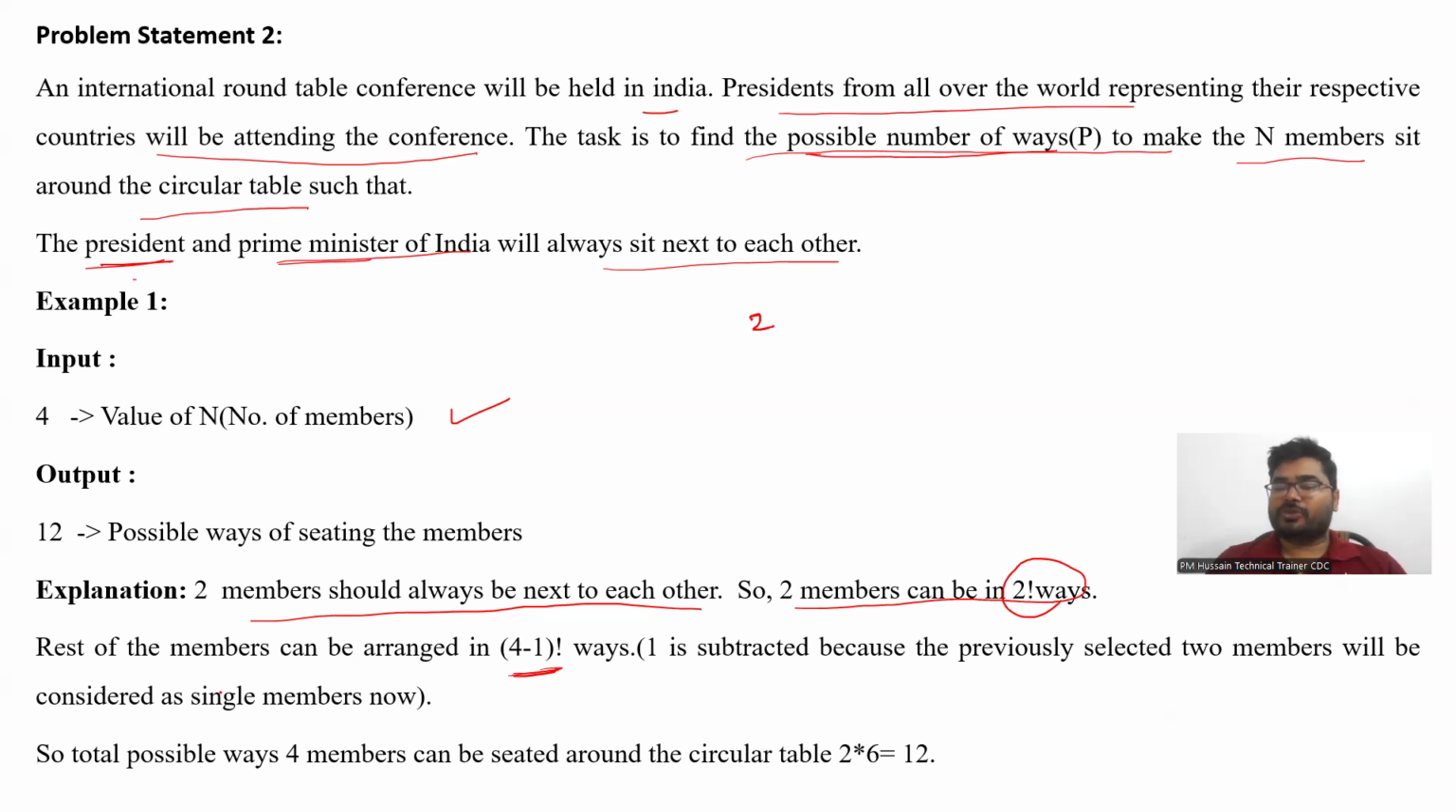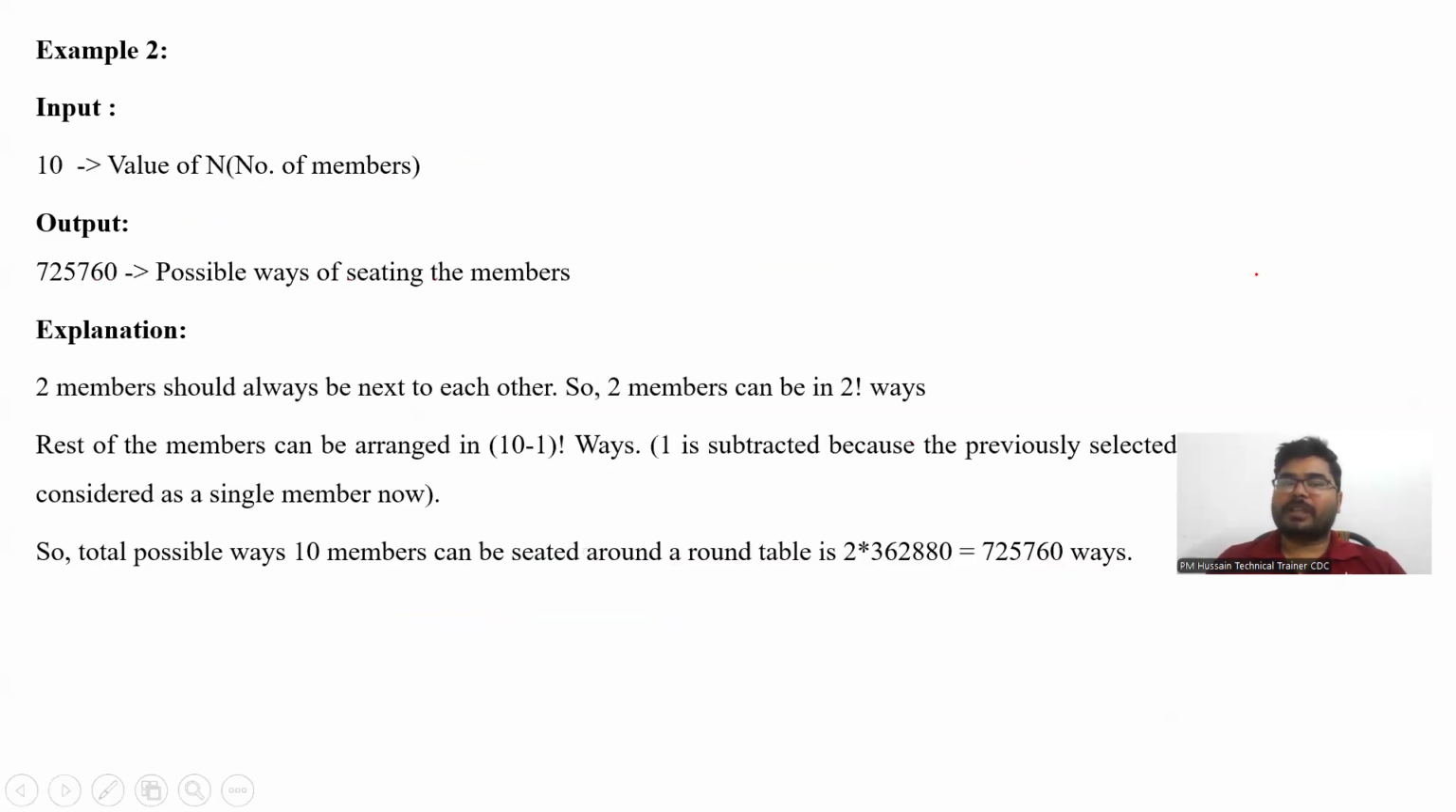Now if you multiply those two, right? If you multiply 2 factorial with 3 factorial, then you will get the result. So 2 into 6, which is 12. Okay, now in the same way, another example is also given. For this, 10 is the input. Now first 2 members will be arranged in 2 factorial ways, and the remaining members will be arranged in 9 factorial ways, because one will be considered as one single member. So now you will get 725760.